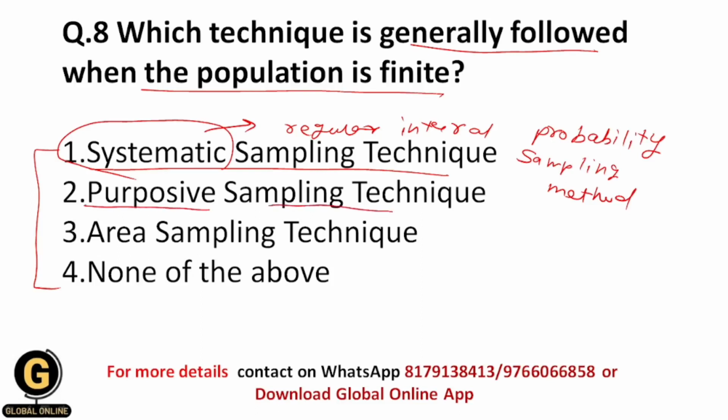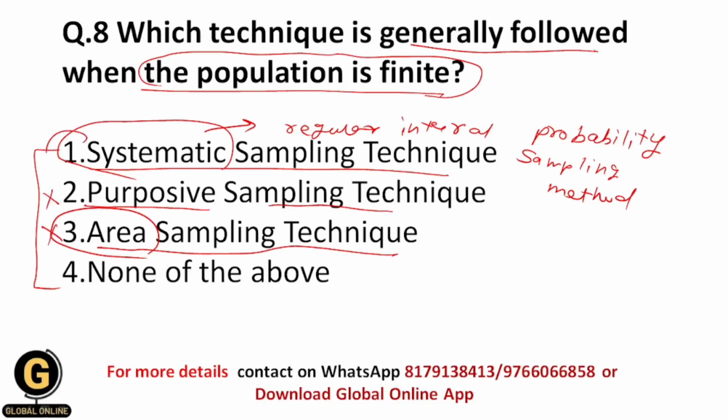Then purposive sampling technique. As the name suggests, purposive means having a kind of purpose. A researcher has a particular purpose towards the sample in a population, so we call it purposive sampling technique. Then third is area sampling technique. As the name suggests, the samples are collected from a particular area. Whether our population is finite or infinite is not important for purpose or area, so these two are eliminated.